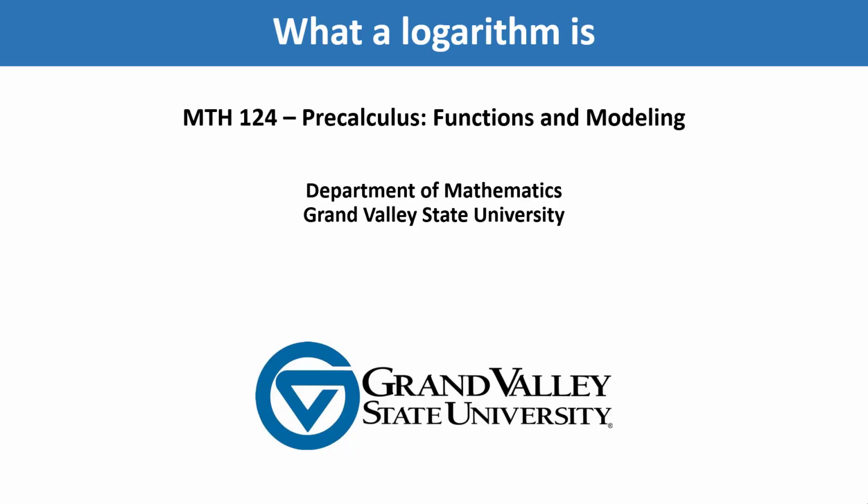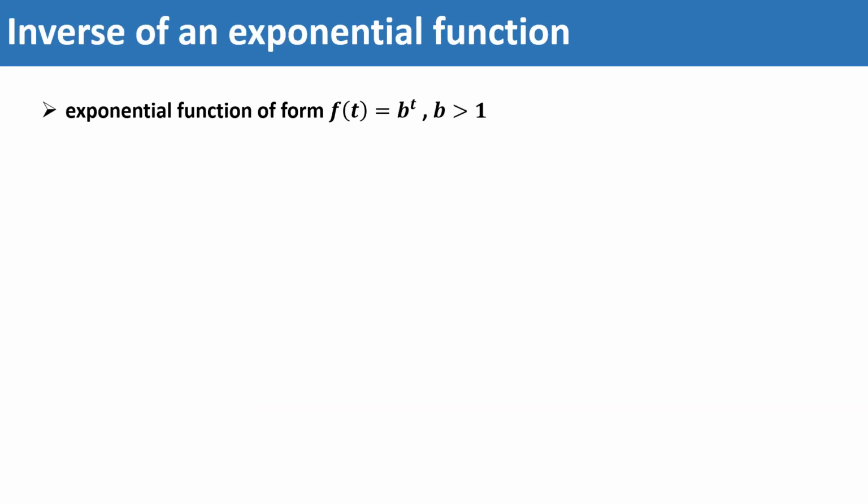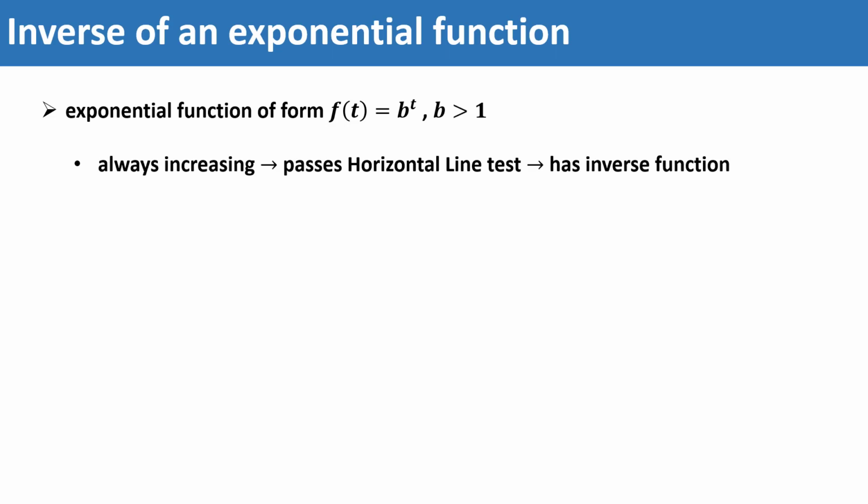Hello and welcome to the Screencast introducing what a logarithm is. Because any exponential function of the form f of t equals b to the t, where b is greater than 1, is always increasing, the function's graph passes the horizontal line test, and thus the function has an inverse function. Because of this, we know that there's another function g whose process undoes the work of the given exponential function.